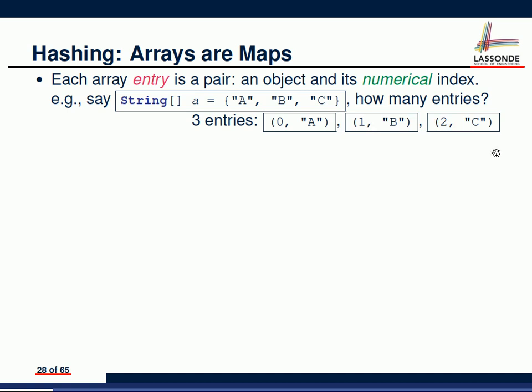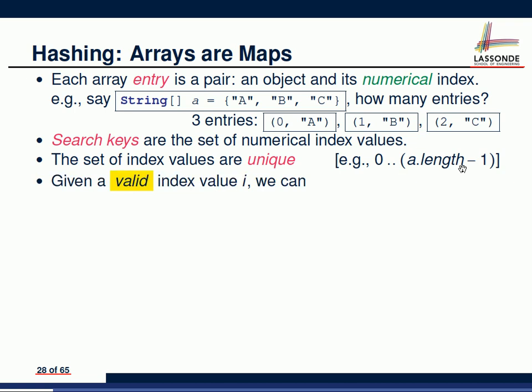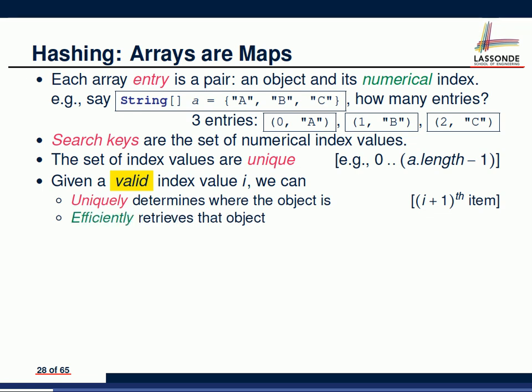Usually we put the key first and then the value. We've got search keys. They are simply indices, and they will be unique because they go from 0 until a.length - 1. Make sure you know what a.length really means. You will need that for tomorrow. Given a valid index value, we can go to that particular position, right? If I give you index I, because indices start with 0, that should be the I plus 1th item. And also, it will be very efficient.